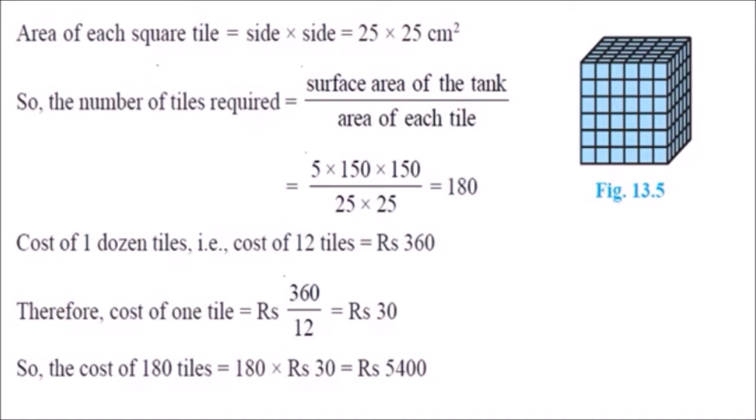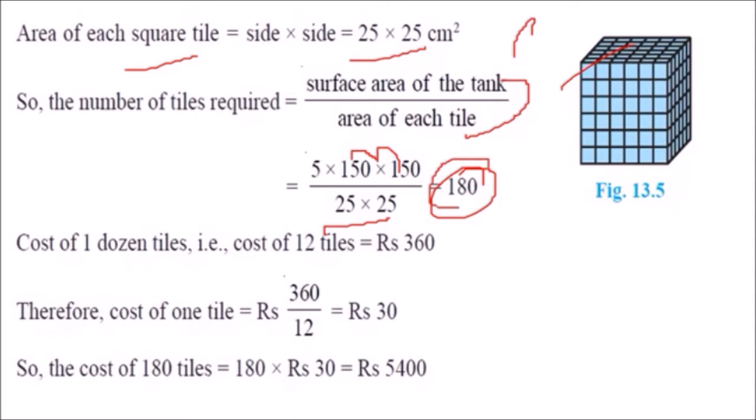And the area of each square tile is 25 into 25 because again it is a square, so 25 centimeters square. Now when we divide these two, means we divide 5 into 150 into 150 by 25 into 25, we get 180. So the number of tiles required will be the surface area of the tank divided by the area of each tile. When we divide, we get 180. This is the number of tiles required.